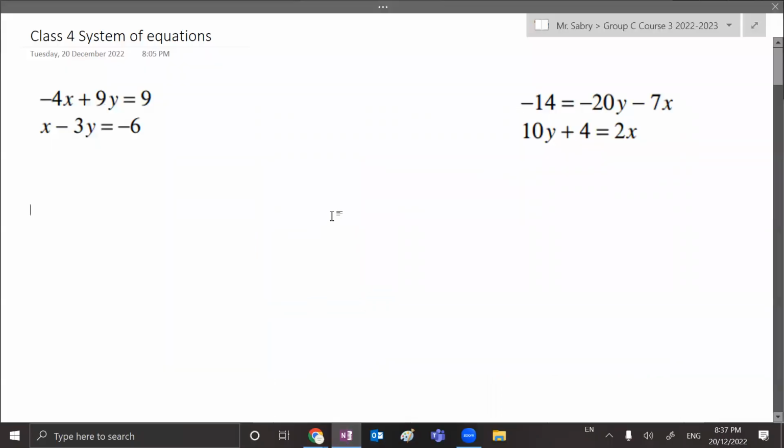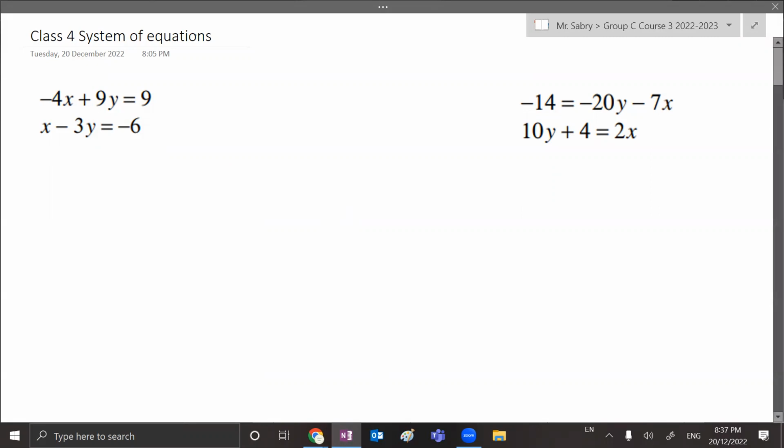Okay. So first of all, what's a system of equations? System of equations means two lines, two equations, linear equations for example, that are graphed on the same xy axis. They're graphed with each other. And this is a very good example of that.